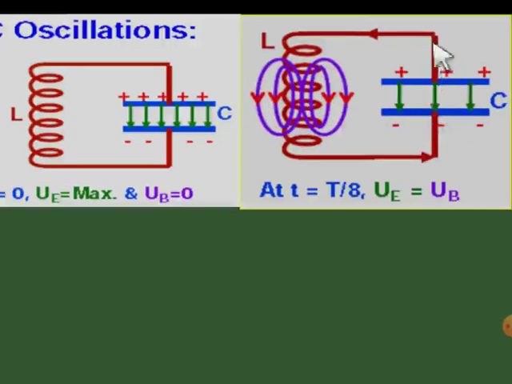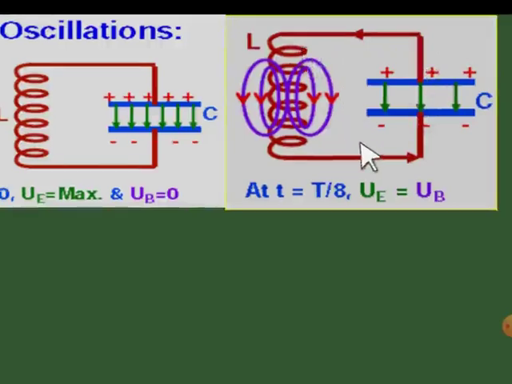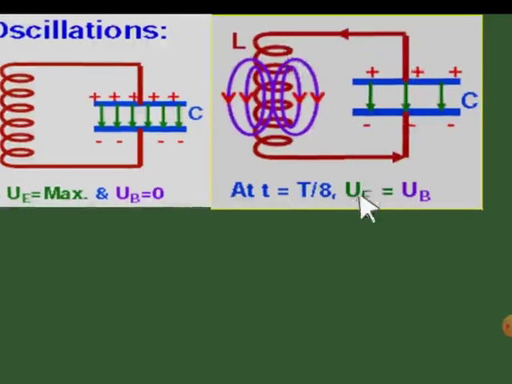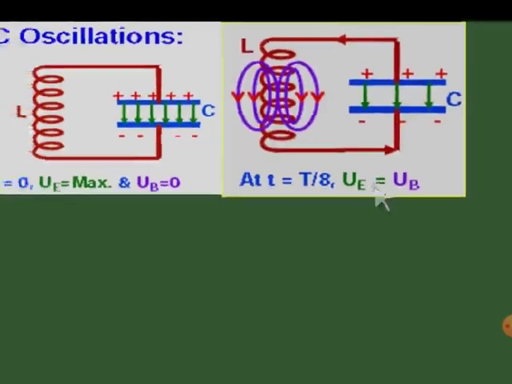Why? Because the current starts increasing. Got it? Now see, in this case, the field energy which was maximum inside the capacitor decreases, and on the other hand, the magnetic field energy which was zero in the inductor will now increase. So one decreases, another increases, but the total energy will remain the same. That is the conservation of energy.